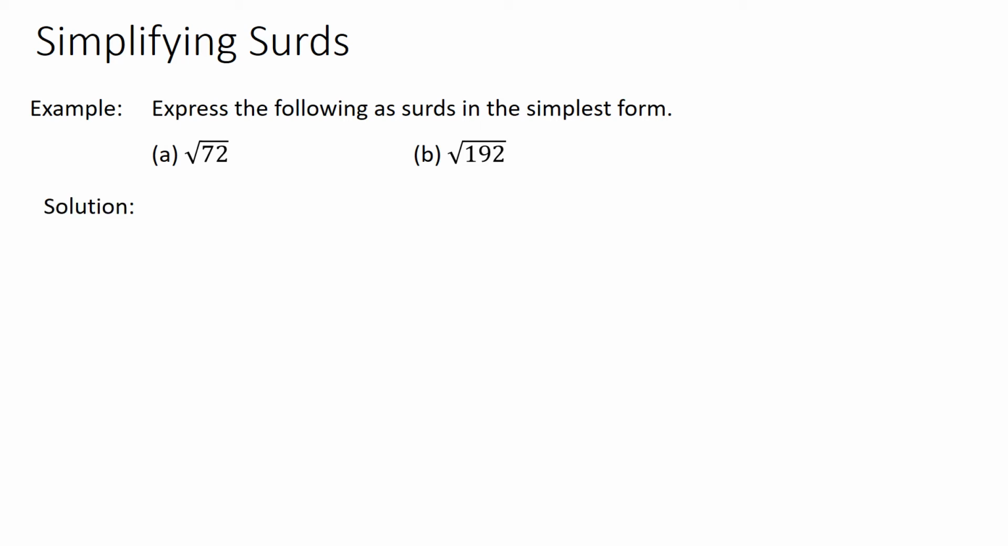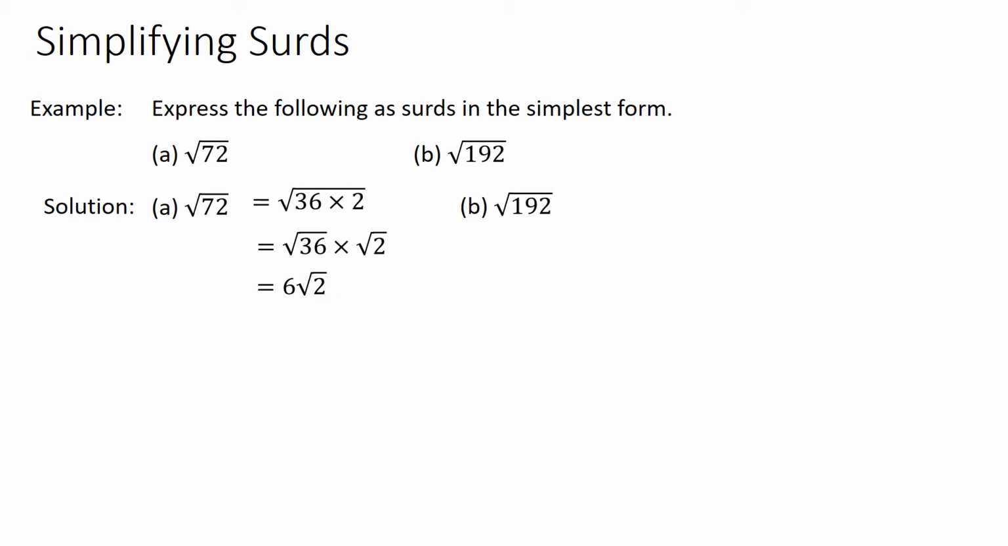The solution for this example is, for A, surd 72 can be written as surd 36 times 2, which will become surd 36 times surd 2, and the answer is 6 surd 2. For B, surd 192 equals surd 64 times 3 equals surd 64 times surd 3, and the answer is 8 surd 3.